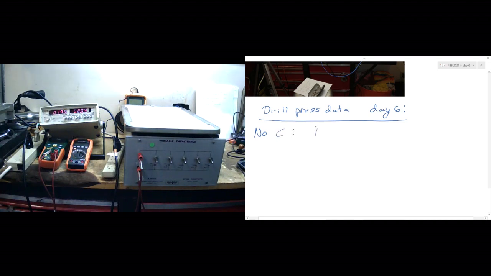The power, 194 watts. Current, I, magnitude, 2.04. I'll go ahead and write that last digit down. And voltage, 120.7.